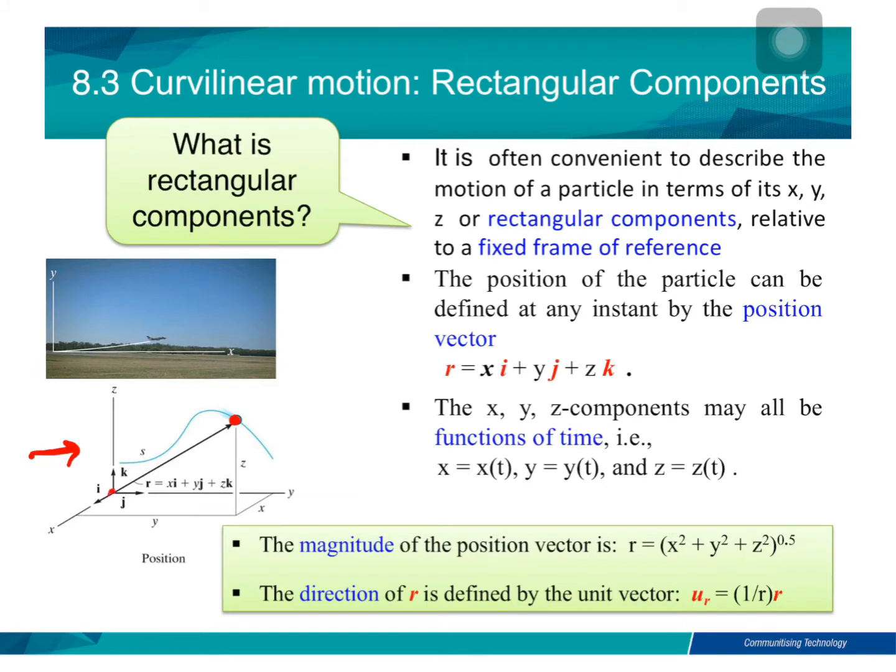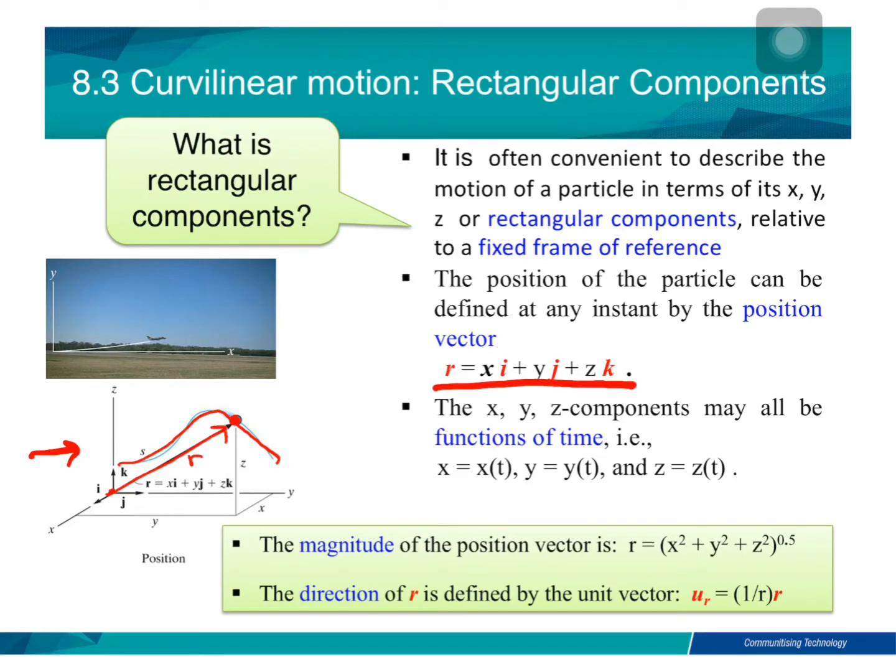So this is a position vector r. This is the curvilinear motion, this is the path, the motion path. The position of the particle can be defined at any instant by the position vector r. So if we have the axes x, y, z, here this is the r.